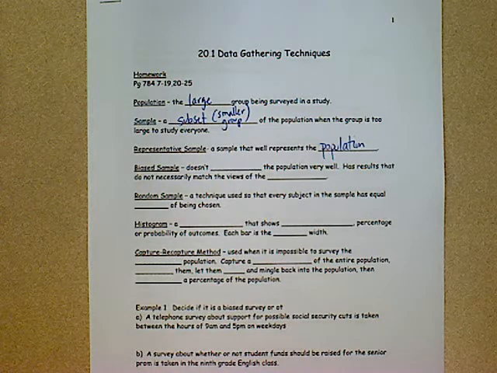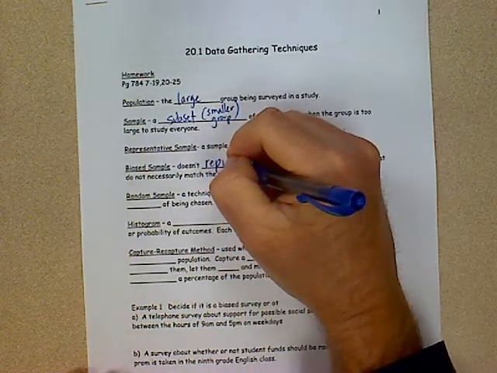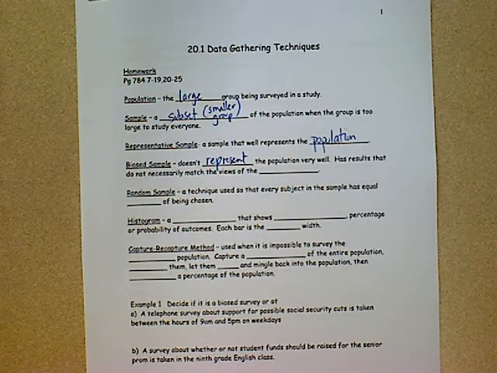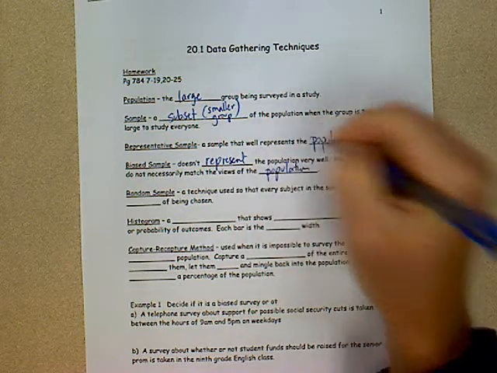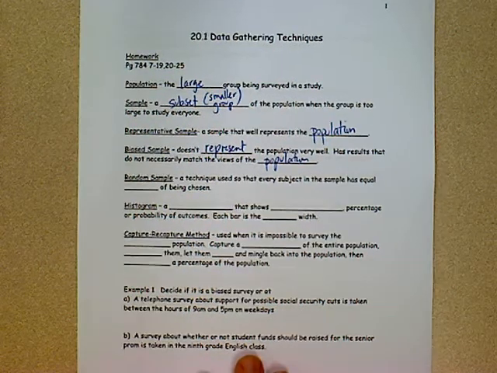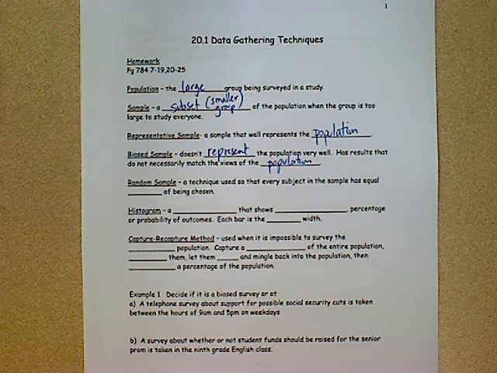A biased sample doesn't represent the population very well, has results that don't necessarily match the views of the entire population. So you try to kind of skew it. It would be kind of like this if you read a study where dentists were being surveyed, and I surveyed only dentists that were sponsored by Crest or had some sort of tie to the Crest company, and I wanted to know which toothpaste they prefer. Well, obviously that group of dentists is going to be skewed to wanting to say Crest is the better toothpaste. So again, we might have a biased sample.